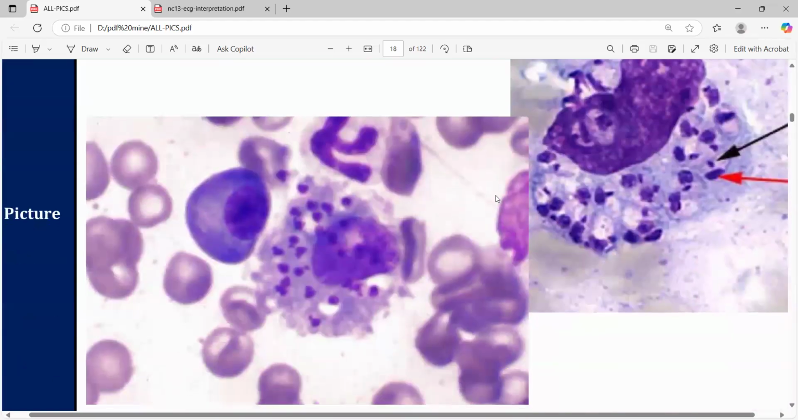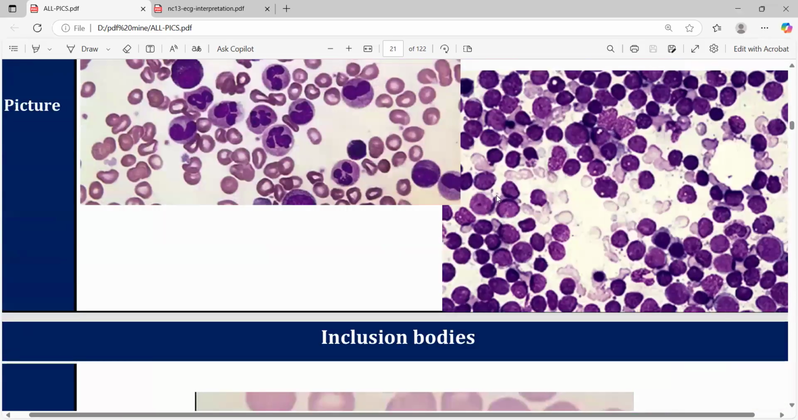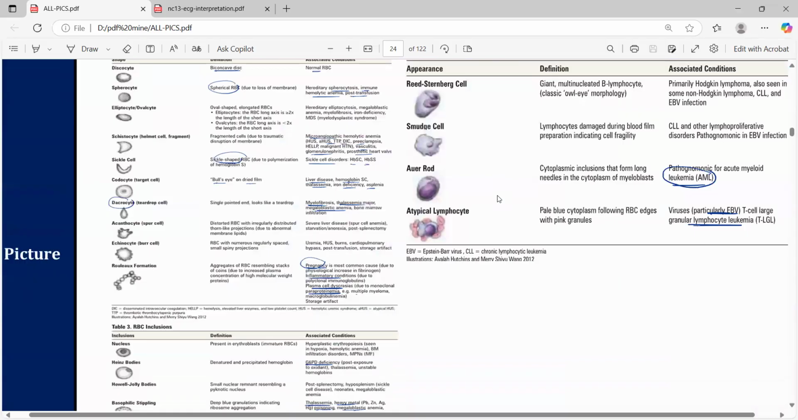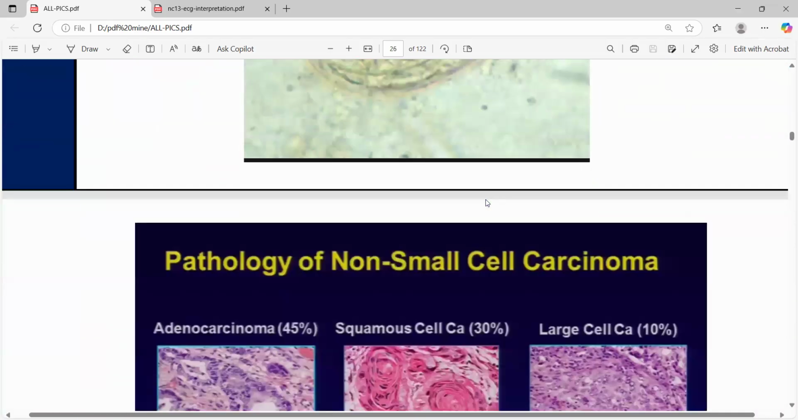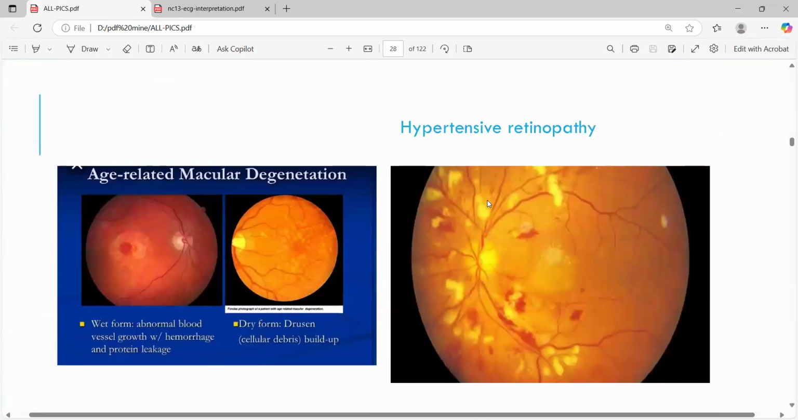This is just a little bit of organisms: malaria, lymphoma, leukemia, inclusion bodies, toxoplasmosis. Then the blood films look like this, schistosomiasis, the non-squamous cell carcinoma. Okay.